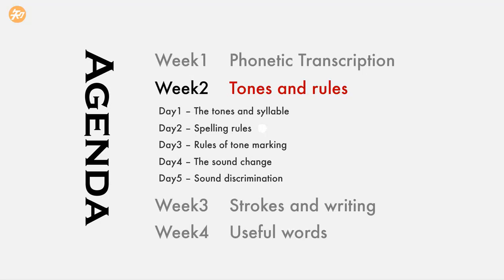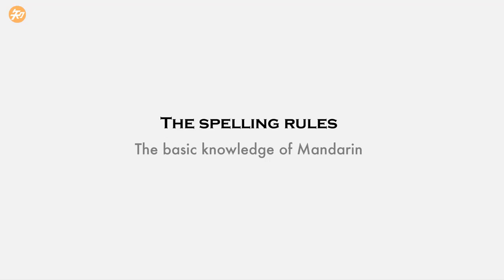Today, we are going to talk about the spelling rules. Spelling rules are some rules that we should abide by when writing the syllables. So, the rules are applied to syllables, not to initials or finals. Now, let's take a look at them.